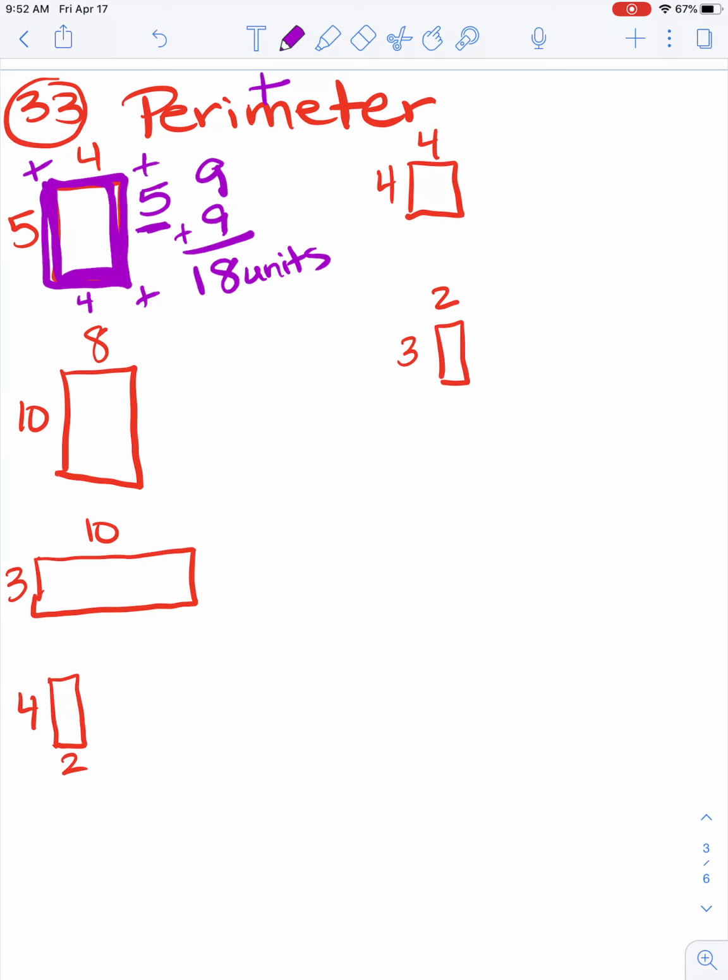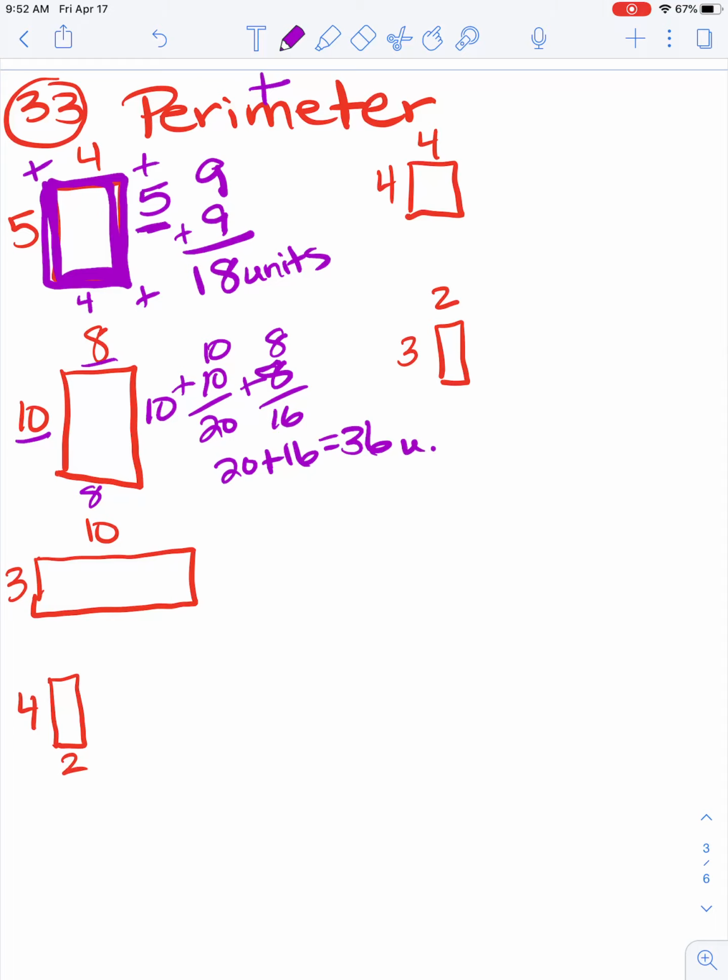Okay, let's do the next one. If this is 10, this is 10. This is 8, this is 8. Well, I know 10 plus 10 is 20, and I know 8 plus 8 is 16. So 20 plus 16 equals 36 units. We're just going to abbreviate.